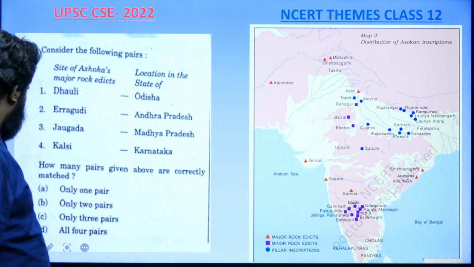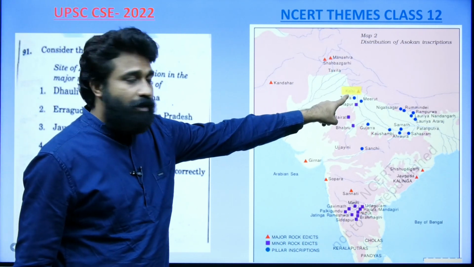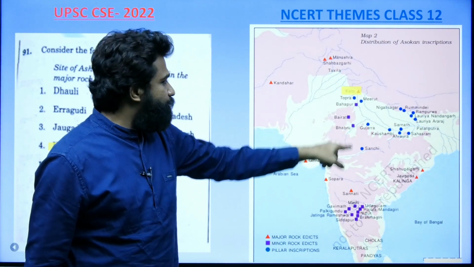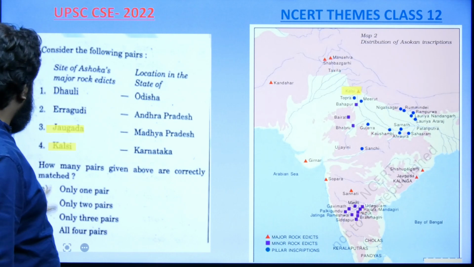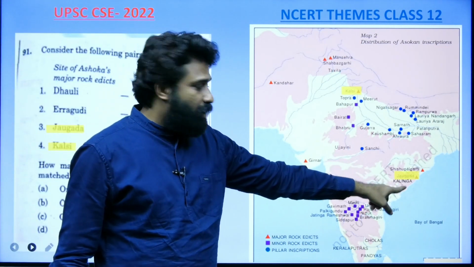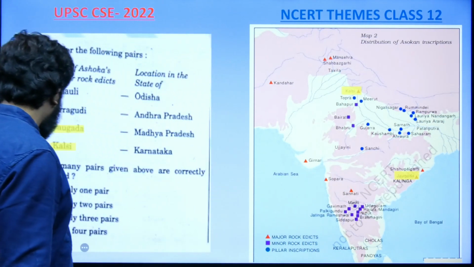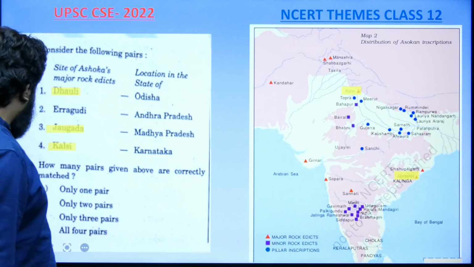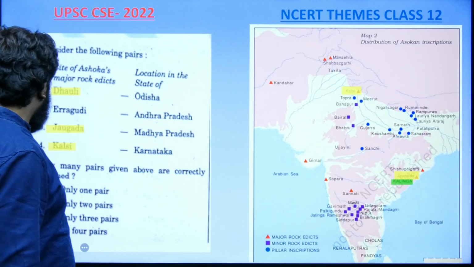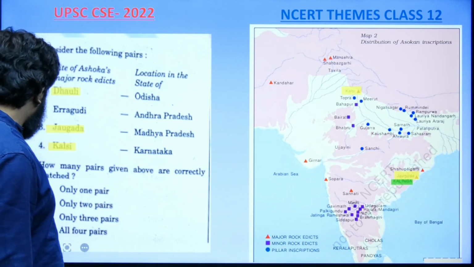This is Kalsi, and also this is Kalsi. This is located in the northern part, especially near Delhi. And the second option, look at this. This is Jaugada, and again look at this yellow mark highlighted one. This is Jaugada, which is located in the northern part of Kalinga. And again, this is Dhauli, and Dhauli is also located in the Kalinga region. That is old Odisha. The old name of Odisha was Kalinga, right? In that region.